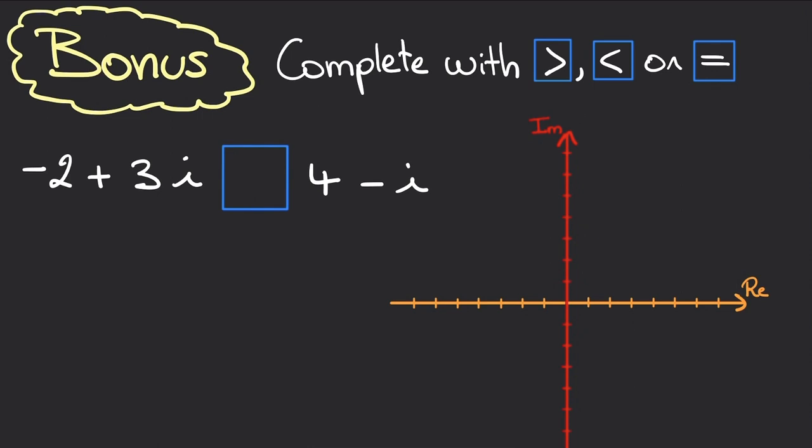So the exercise here is to complete with greater than, less than, or equal, and you have two complex numbers. First of all, we are going to place them on the complex plane. I think now you know how to do that. So -2 for the real part, 3 for the imaginary part. We are here for the first complex number. For the second, 4 for the real part, -1 for the imaginary part. We are here. And the exercise is to say which one is greater than the other one. Or maybe they are equal. What do you think? Pause the video and think a moment about that.